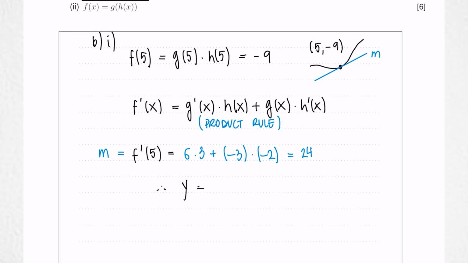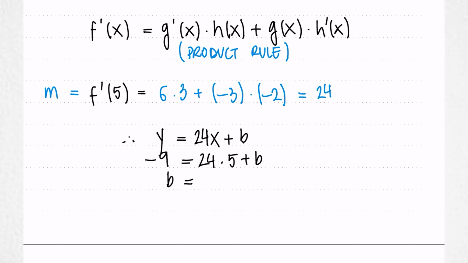Therefore, the equation of the line is 24x plus b, and if we replace the point over here, we can find b. So b is negative 129, which means that the final equation is 24x minus 129.